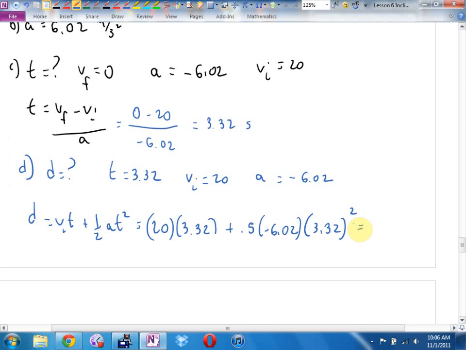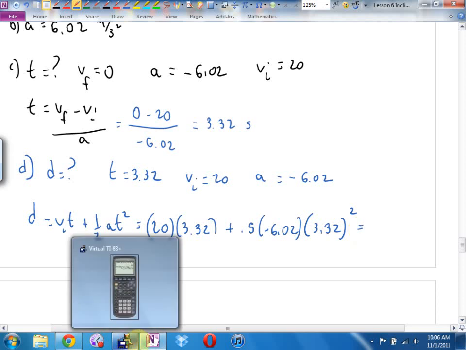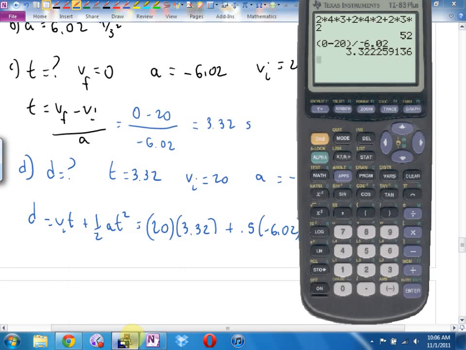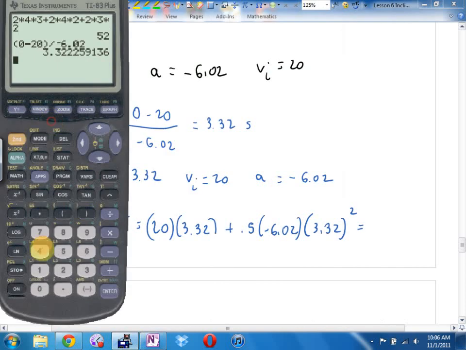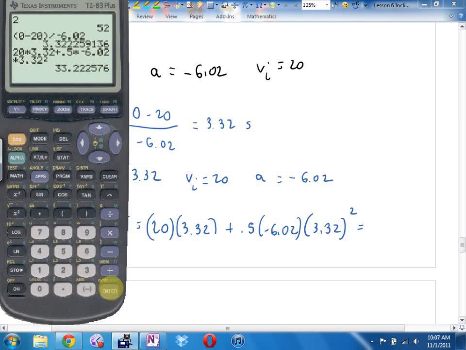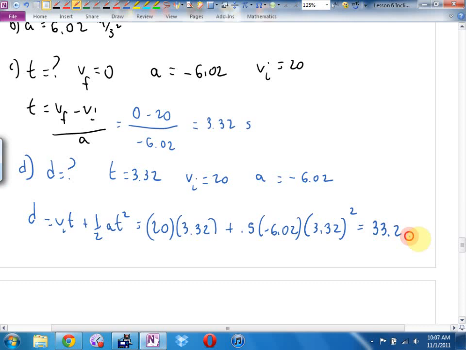And I think I said before, I'll say it again, I like this question. Times 3.32 plus 0.5 times negative 6.02 times 3.32 squared. And I get 33.2 meters. Is that right? Get the same thing? Anyone?